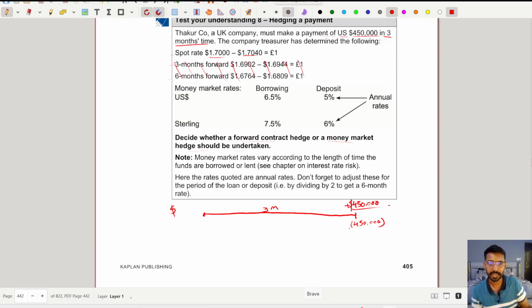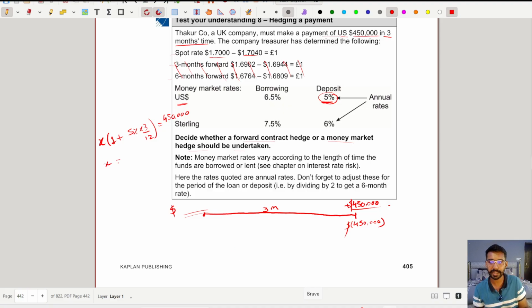I need a dollar asset because I have a dollar liability, so I need to deposit a certain amount in the US, so that 3 months later, along with interest, it is 450,000. So the deposit rate I'm going to take is for the US dollar. So let's say I deposit X amount. X into 1 plus 5% into 3 by 12 is equal to 450,000.